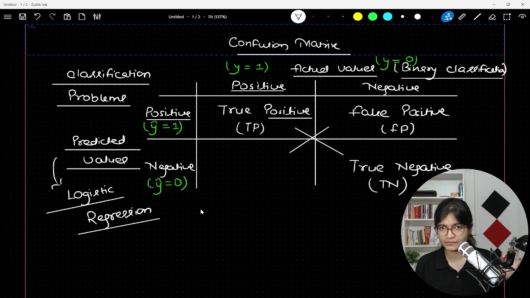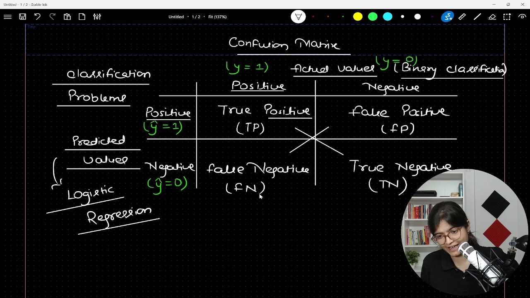Now let's focus here. You can pause the video and tell me what you will call this particular block. The prediction is negative. But if you can see, actually the patient is diabetic, but you have applied the logistic regression algorithm here. Because of that, your model is saying that the patient is not diabetic. So my prediction is negative, but this is something we can call a false negative, which is denoted by FN.